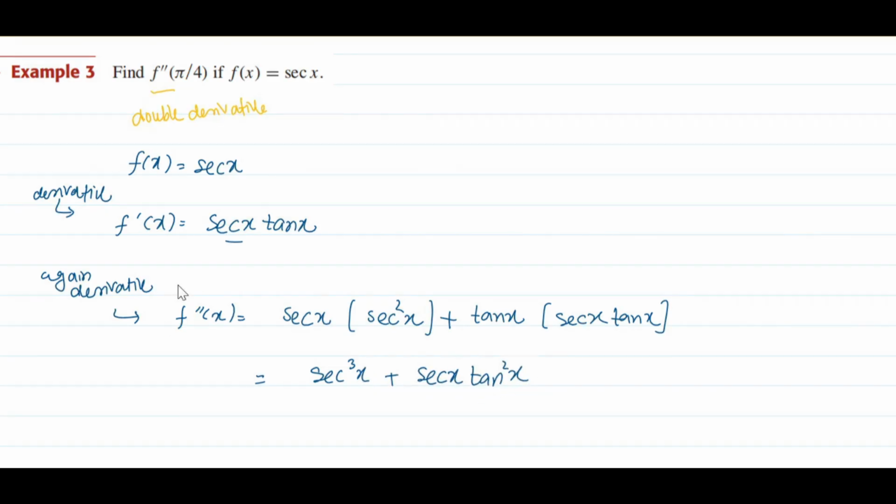In the question we have to find f double dash of pi by 4. All you have to do is replace x with pi by 4 in this function and get the answer. This is your task to do.